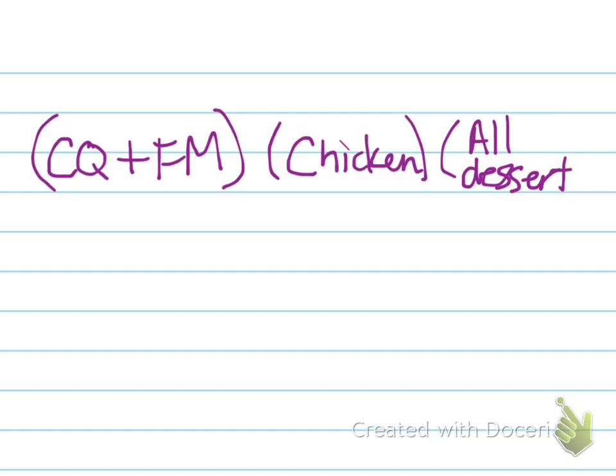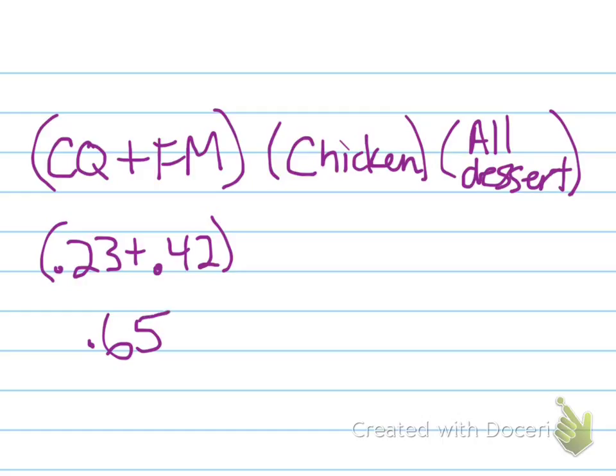Alright, so let's write down some information. So chips and queso would be 0.23. Fried mozzarella sticks are 0.42. These need to be added. Depending on what kind of calculator you're using, you might go ahead and add these together right now before you do any multiplication. And you would get 0.65.